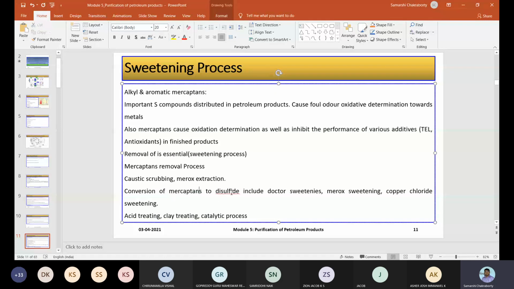Conversion of mercaptans to disulfide occurs. Disulfide methods include doctor sweetening or sodium plumbite, Merox sweetening, as well as copper chloride sweetening, acid treating, clay treating, or other treatments that you can go through in order to remove mercaptan from your petroleum products.